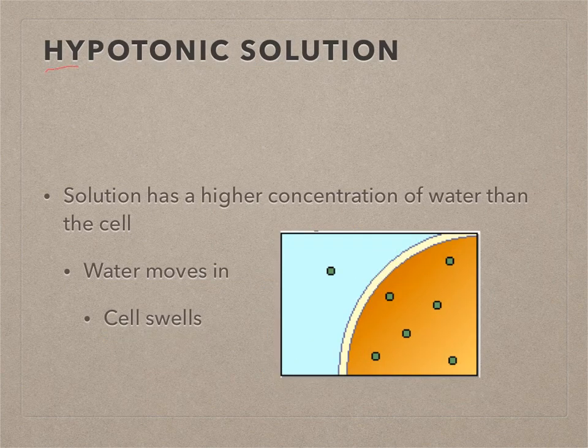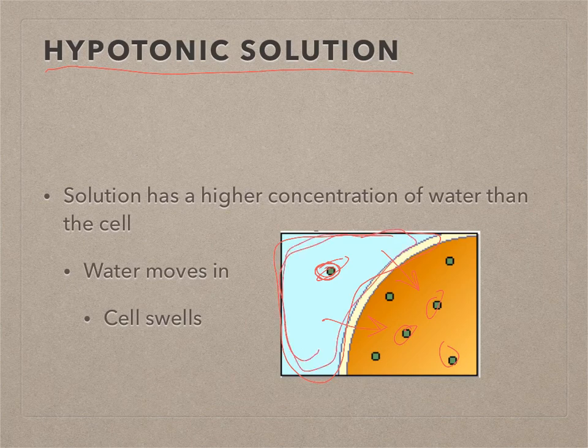In this case, a hypotonic solution, meaning the solution outside the cell has a much higher concentration of water because there are very few particles in it. As a result, water would move in. There are fewer particles outside the cell than inside the cell, meaning more water outside the cell than inside. Water would move in and the cell would swell up.